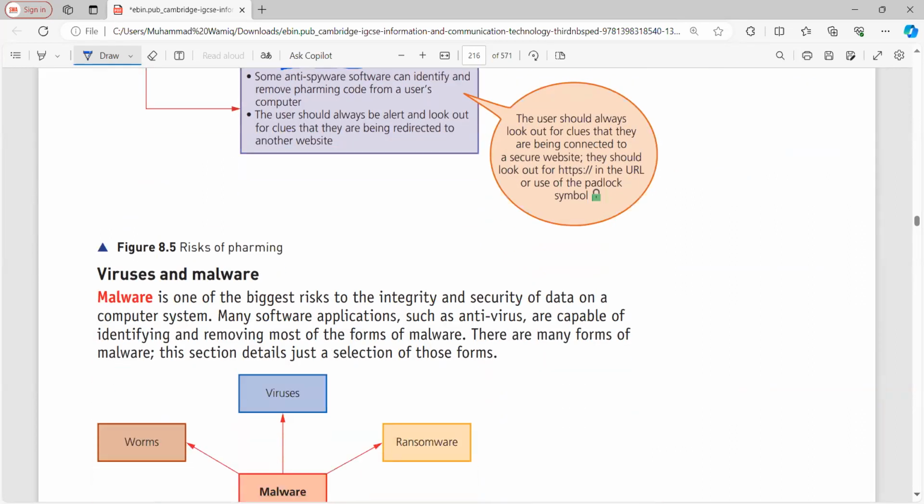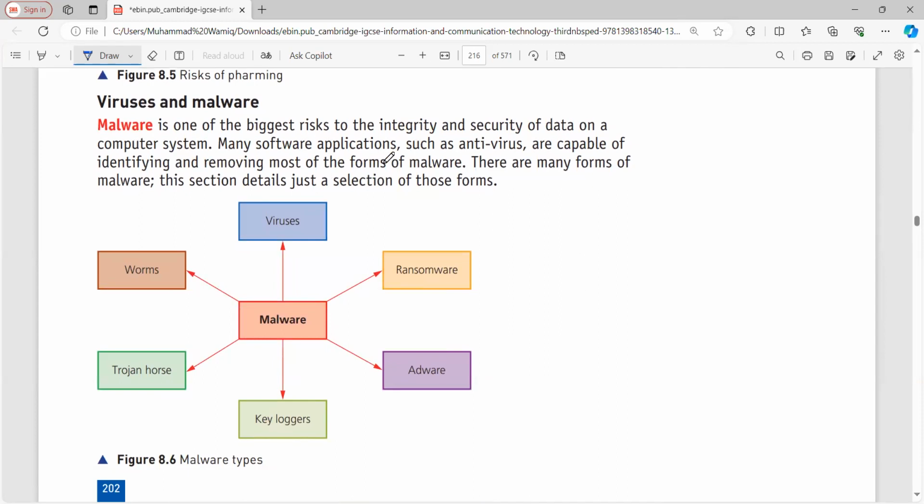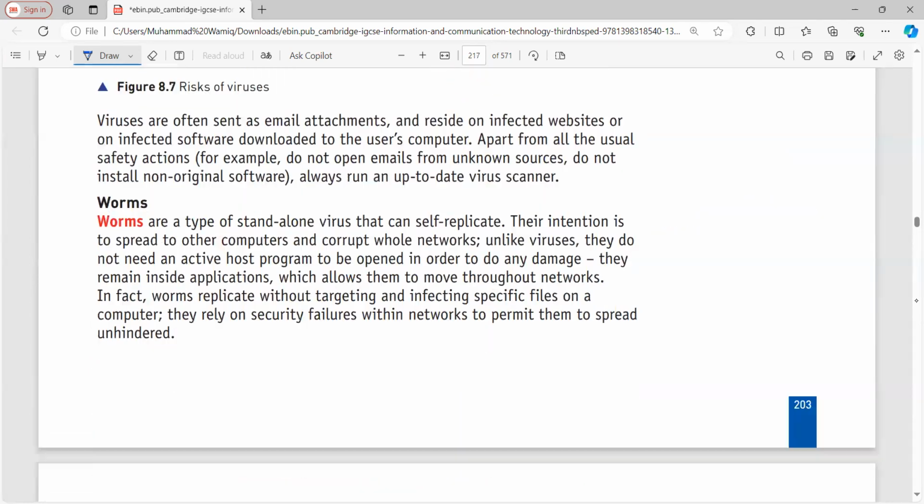Now the next is viruses and malwares. You know already that malwares are one of the biggest risks to the integrity and security of your data, and some examples are viruses, ransomware, adware, keylogger, Trojan horse, and worms. So let me go through it quickly.